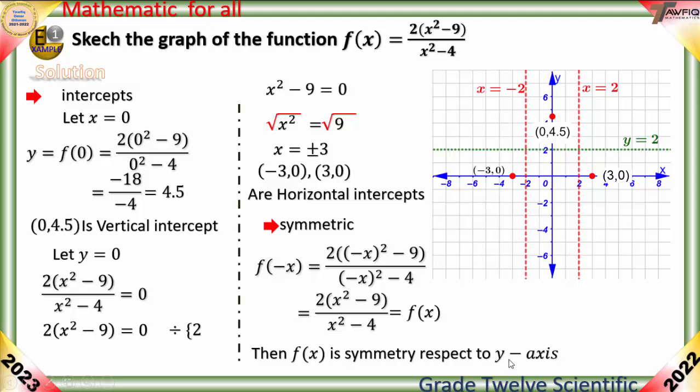Or, first of all, without doing this, we can say that because the degree of the numerator is even and the degree of the denominator is even, that means the numerator function and the denominator function are even, so even divided by even is an even function.